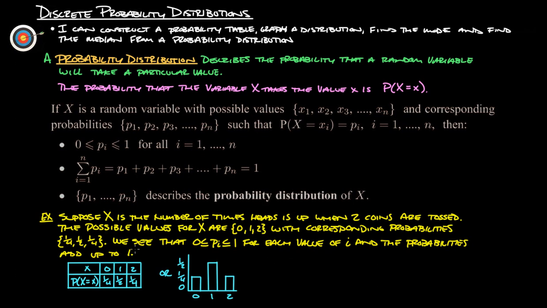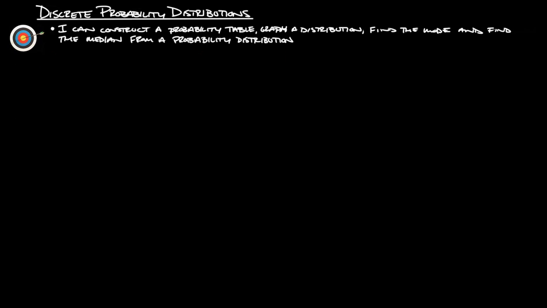So we see that each probability is between 0 and 1, and the probabilities add up to 1, because 1/4 plus 1/2 plus 1/4 equals 1. That's the idea there. We're going to keep exploring this a little bit further.